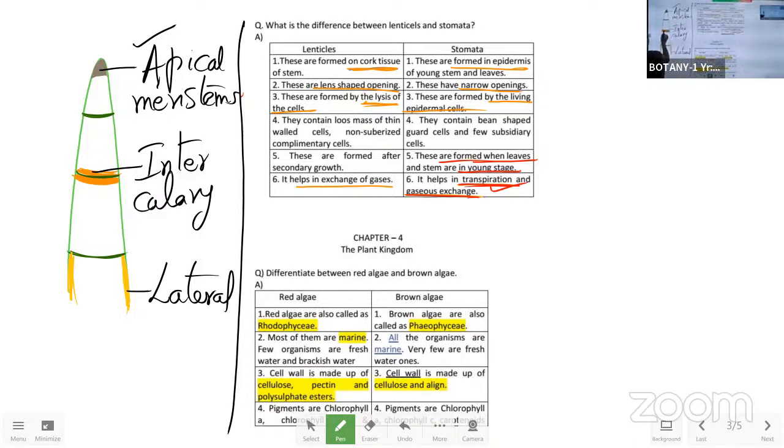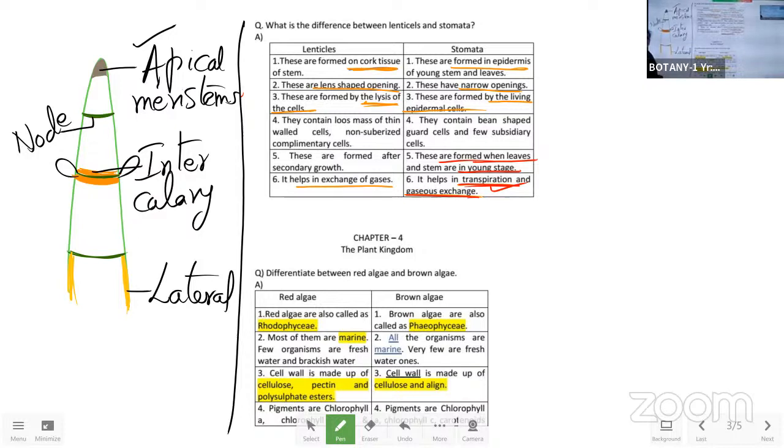So I have drawn with the orange above and below the node. This is the node. Above and below the nodal region, intracalary meristematic tissue is present. What is the function of this? The main function is to promote the bud formation, otherwise the leaf formation, branch formation, flower formation, and fruit formation. So all those works are done only by the intracalary meristematic tissue.